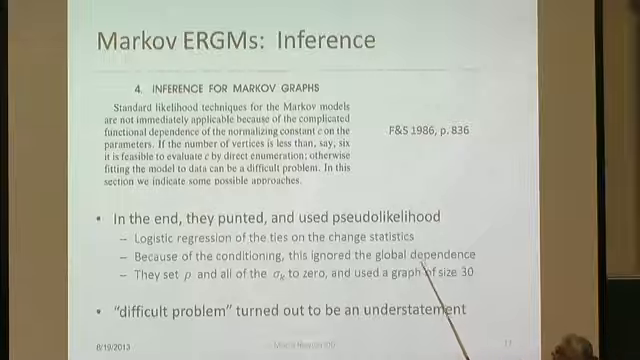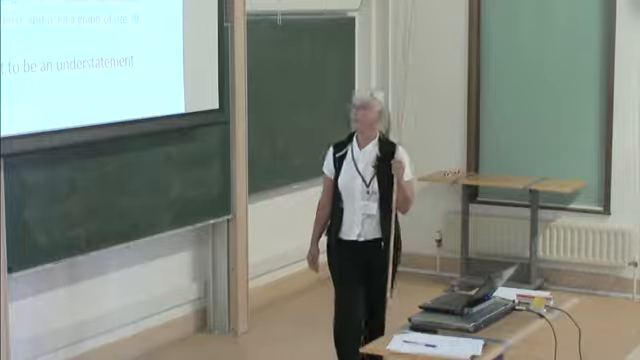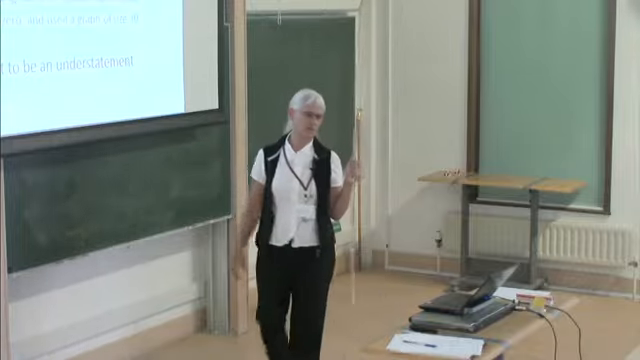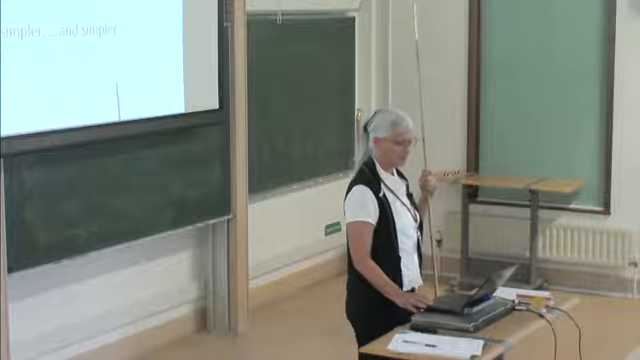In addition, even though they used this very simple approach, they used a graph of size 30, and they set all the other parameters to 0, and they still had trouble estimating it, right? So that should have been an indication that there was a problem, and difficult problem turned out to be a massive understatement here.